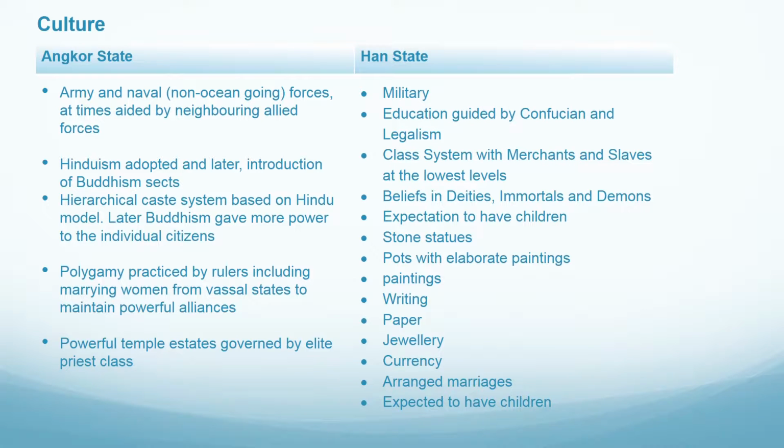Angkor possessed a large and powerful army and a non-ocean going navy force, which was at times aided by neighbouring allied forces. Hinduism was adopted and later the introduction of Buddhism sects. Hierarchical caste system based on Hindu model, later Buddhism gave more power to individual citizens. Polygamy was practiced by rulers, including marrying women from vassal states to maintain powerful alliances. Powerful temple estates were governed by an elite priest class.